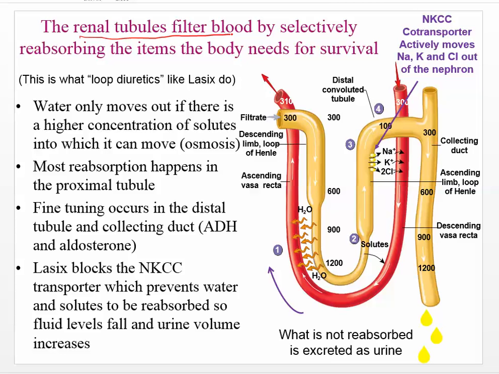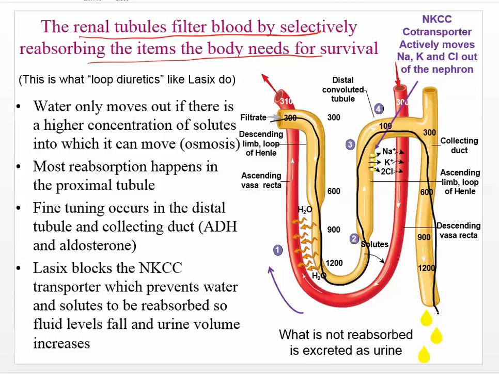So the renal tubules filter blood by selectively reabsorbing the items the body needs for survival. What does that mean? That means that as all of these things, the water, the salts, all of this stuff, there's a lot of good stuff that moves into the nephron. And as things move through the nephron, their next stop is the bladder and then urine. So we need to reabsorb most of this stuff, and most of it's reabsorbed in the proximal tubule. As soon as it leaves the glomerulus and moves into that proximal tubule, most of it is reabsorbed back into the body.